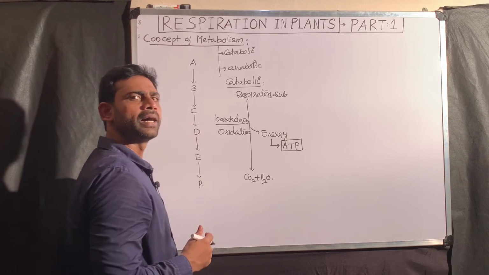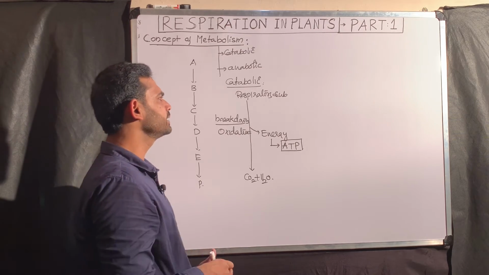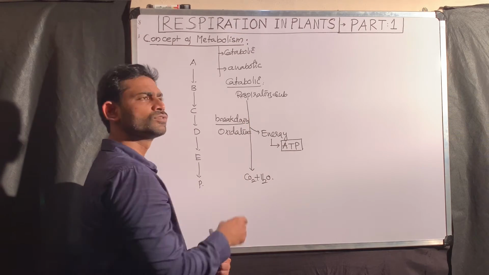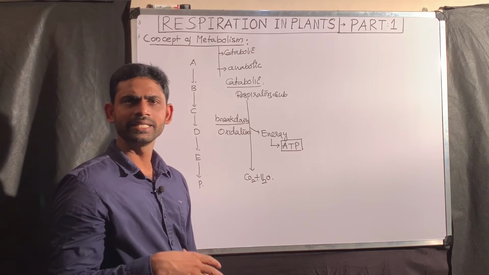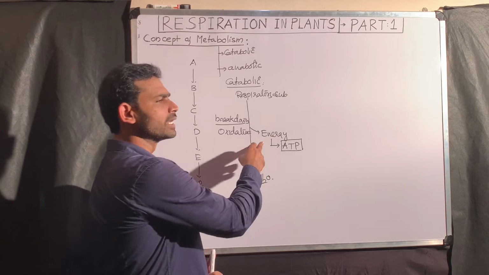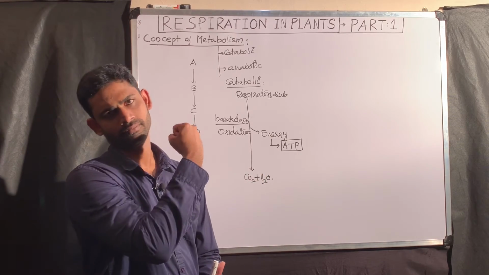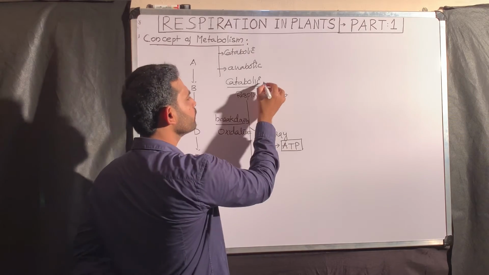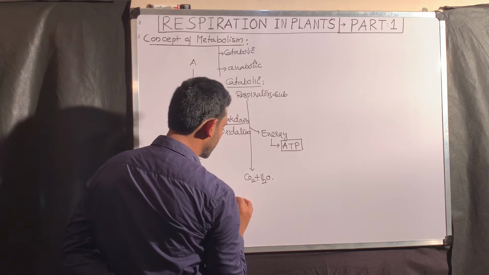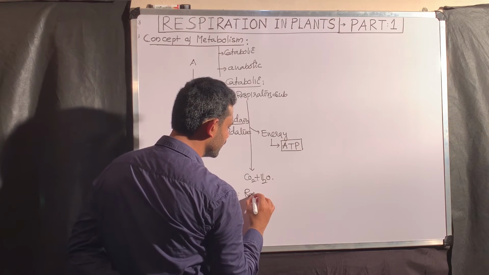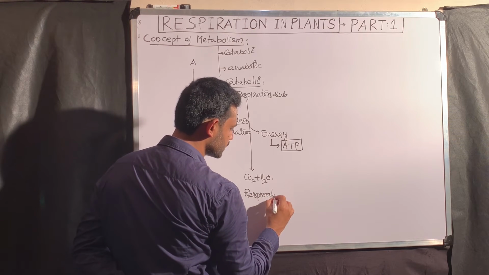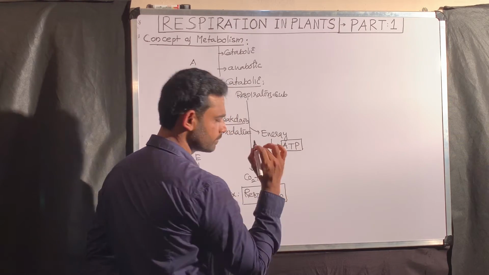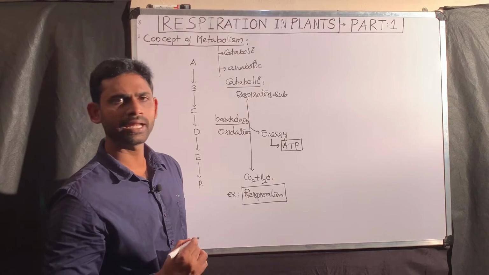So the catabolic pathway is defined as the breakdown of a respiratory substance by means of oxidation, and it is characterized by the release of energy. That is a catabolic pathway. What is an example of a catabolic pathway? The immediate example is respiration. Respiration is a good example of a catabolic pathway. Now going to the anabolic pathway.